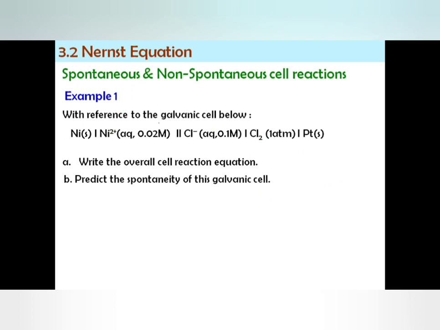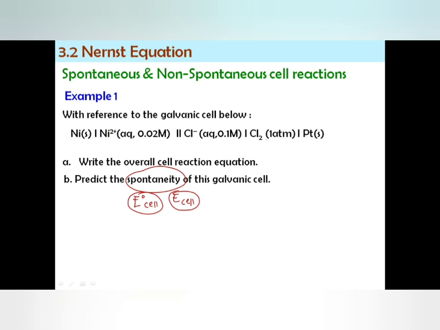Okay, awak pun bacalah soalan. Okay, baca-baca soalan. Okay, dia bagi awak cell notation. And then, kita nak tulis overall cell reaction. Lepas tu, okay, predict the spontaneity. Okay, for the spontaneous, kita boleh guna dua-dua tau. E naught cell boleh. E cell pun boleh. Okay, masalahnya nak cari E naught cell ke nak cari E cell? Kenalah tentukan ini standard ke non-standard.